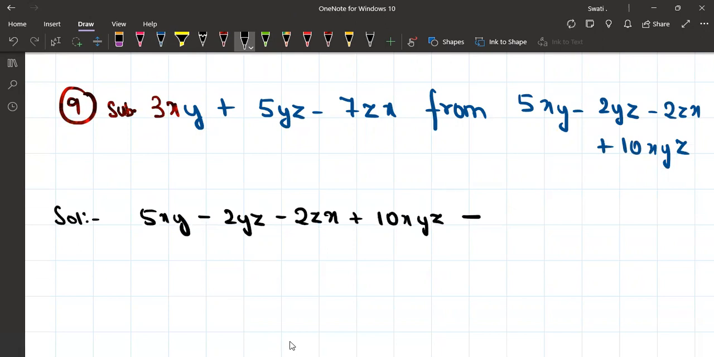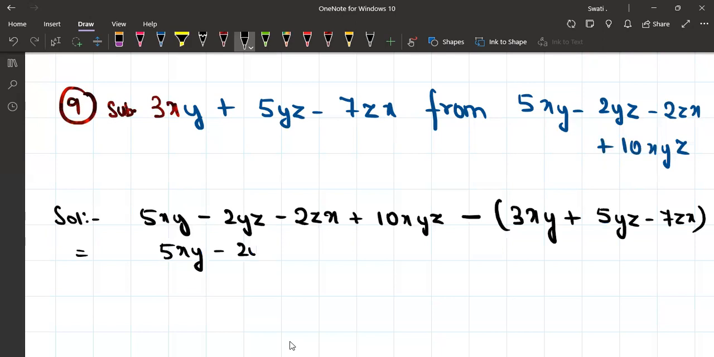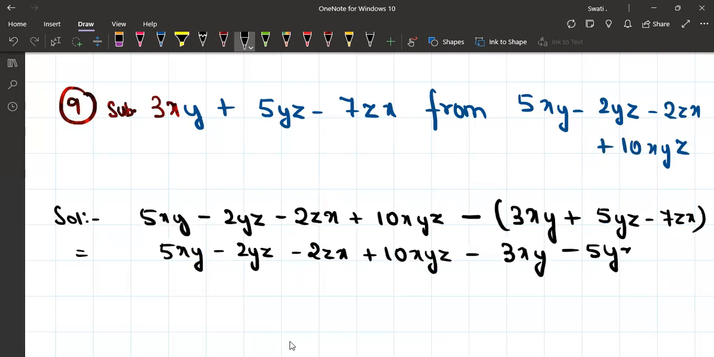After this minus, because we are subtracting the first expression from the second expression, the second expression I have written with a minus sign and this first expression should be inside the bracket, because we are supposed to reverse the sign. So 3xy plus 5yz minus 7zx. In the next step, if I remove this, it will become 5xy minus 2yz minus 2zx plus 10xyz minus 3xy. And here, if I change the sign, because I've removed the brackets, this will become minus 5yz and this will become plus 7zx, right?